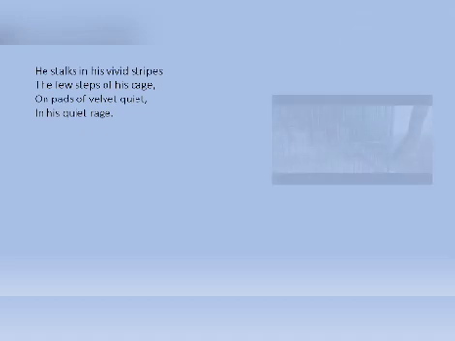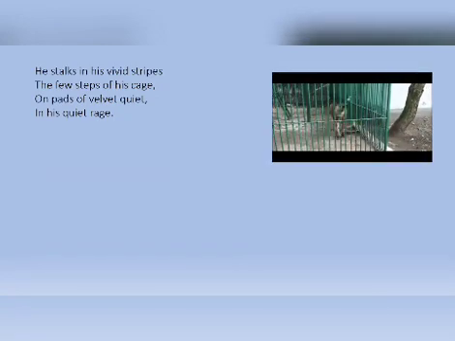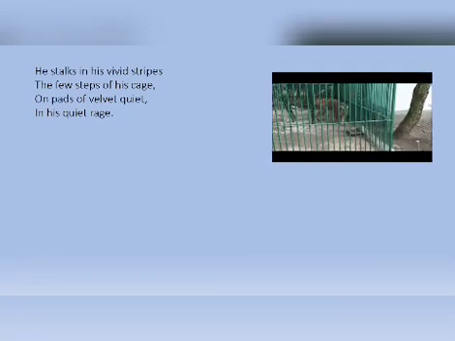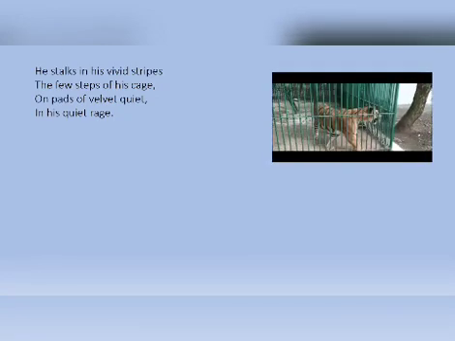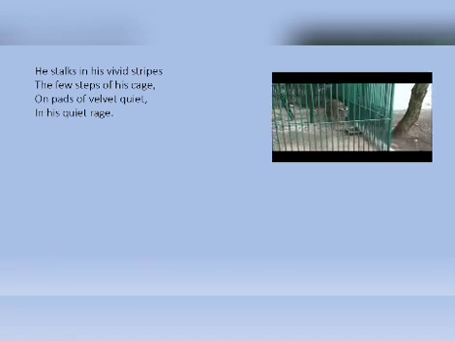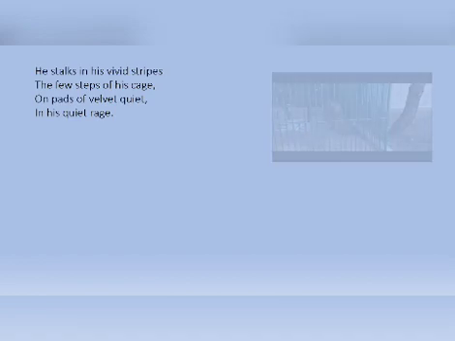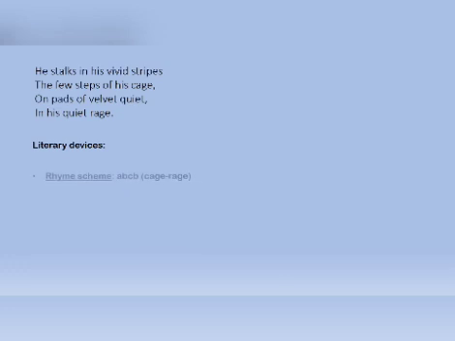The tiger is able to walk only few steps because of the length of its cage. It covers that distance in a few mere steps only. The tiger is full of anger, but it is suppressed because he knows that he is helpless here. Let's discuss the rhyme scheme. The rhyme scheme is AB, CB, that is cage, rage.